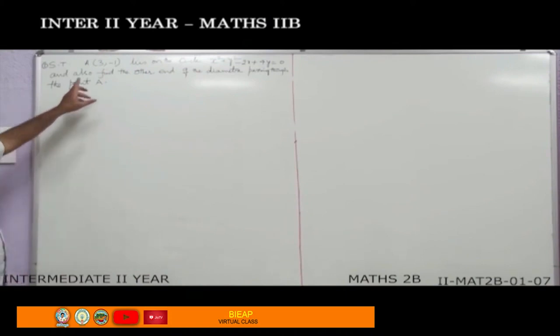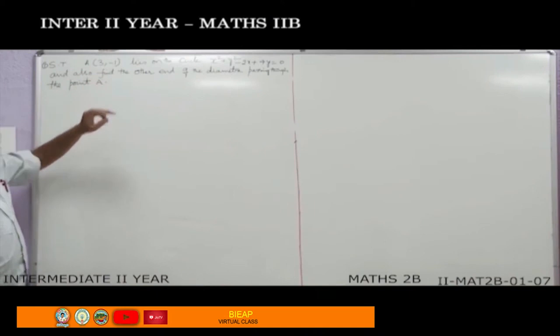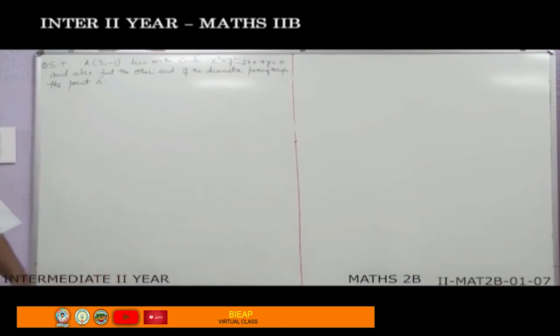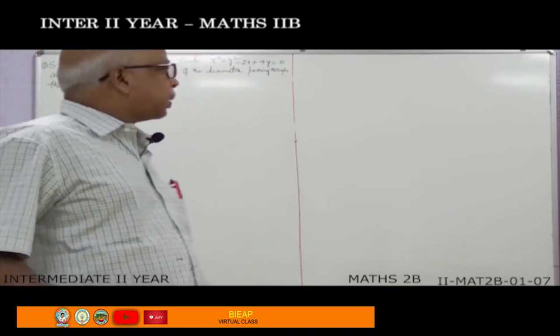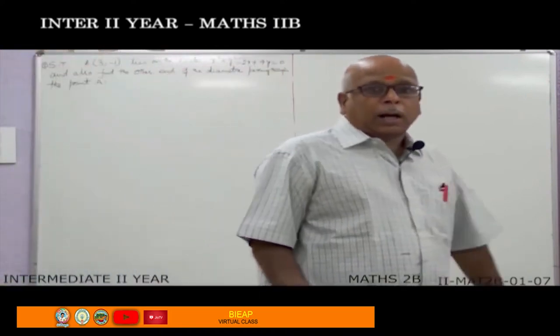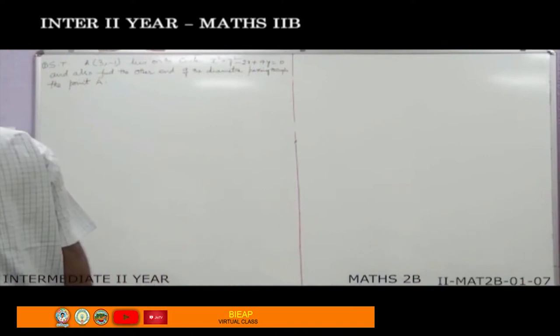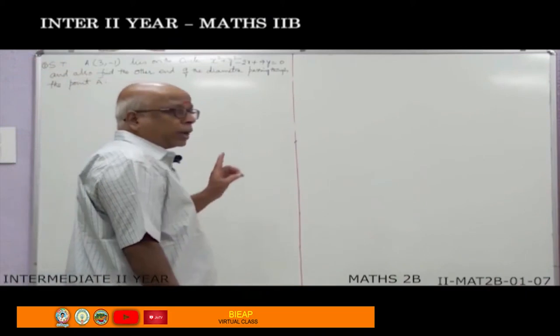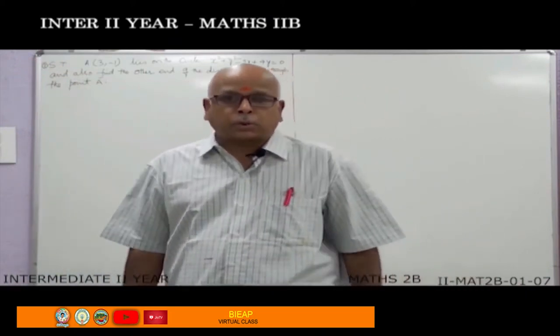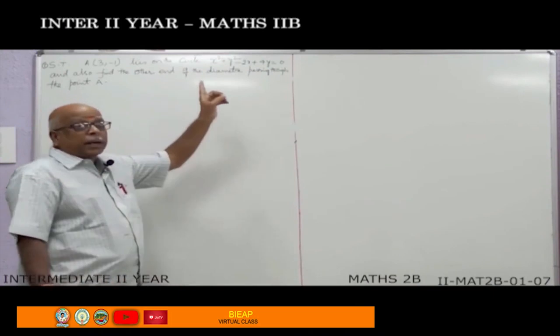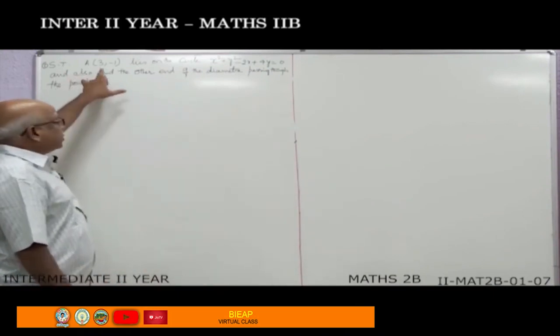Our first problem of today's session is: show that A(3, -1) lies on the circle x square plus y square minus 2x plus 4y equal to 0, and also find the other end of the diameter passing through the point A. I repeat, show that the point A(3, -1) lies on the circle x square plus y square minus 2x plus 4y equal to 0, and also find the other end of the diameter which passes through this point.